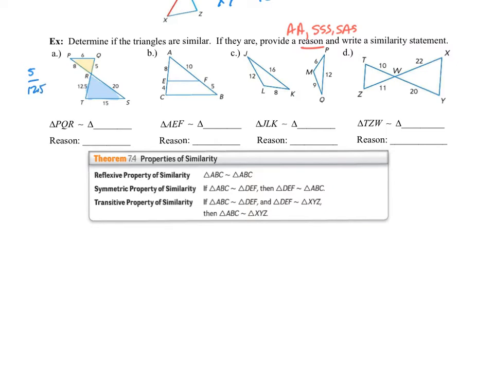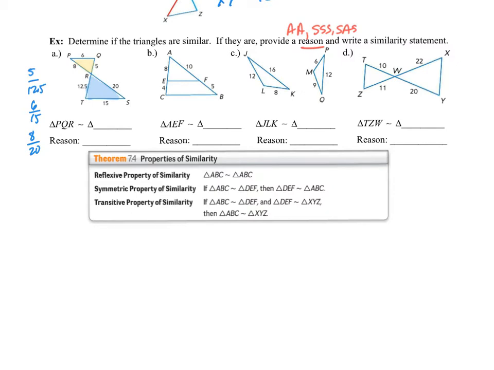Okay. Now we're going to compare that to the ratio of the middle measures. The middle measure, the second largest one in the yellow triangle, is 6. The second largest one in the blue triangle is 15. So let's take that ratio of 6 to 15, and then I'm going to compare that to the ratio of the largest sides, so that would be 8 to 20. Now we can see if these ratios are all the same.